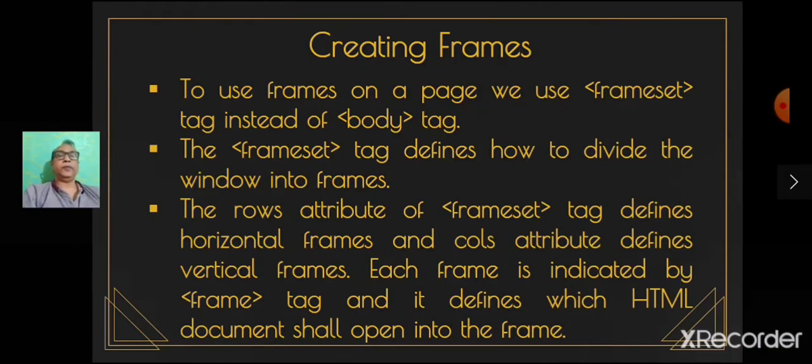Now, how to create frames? To use frames on a page, we use the FrameSet tag instead of the body tag. The FrameSet tag defines how to divide the window into frames. The rows attribute of the FrameSet tag defines horizontal frames and the cols attribute defines vertical frames. Each frame is indicated by the frame tag and it defines which HTML document shall open into the frame.